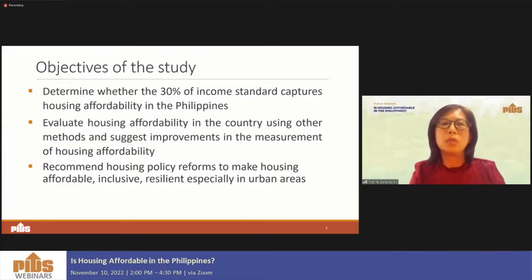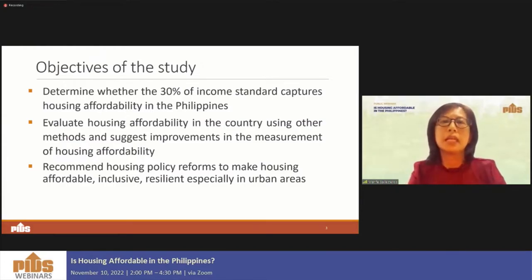And lastly, knowing the structure of our housing demand, we will recommend housing policy reforms that could make housing affordable, inclusive, and resilient, especially in urban areas.